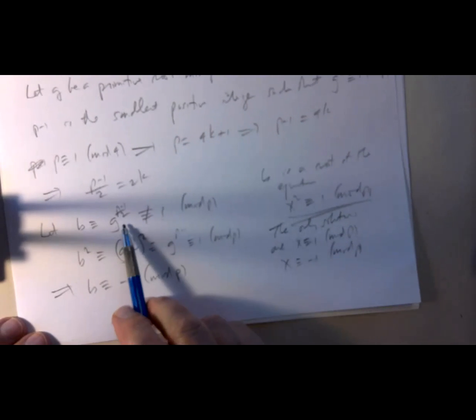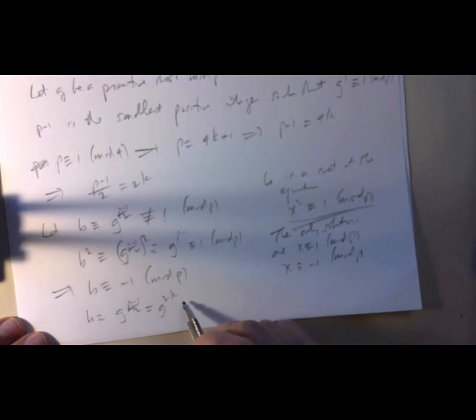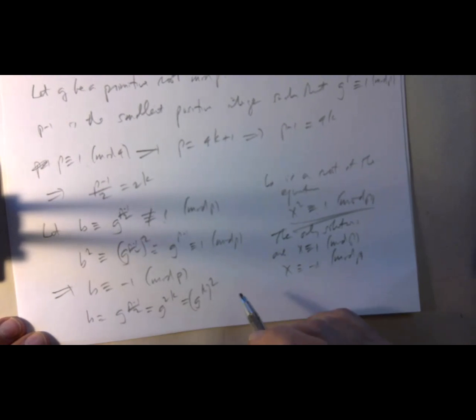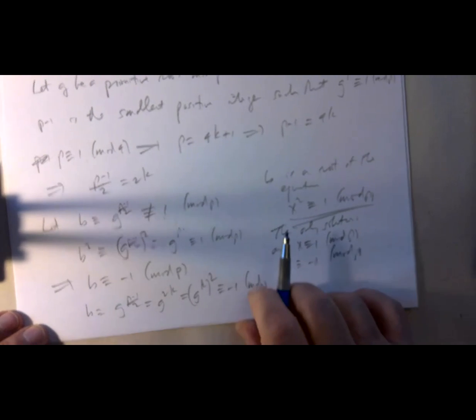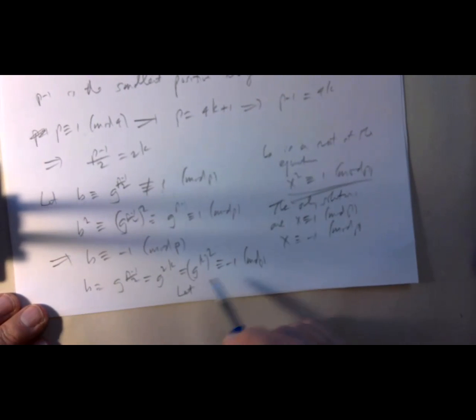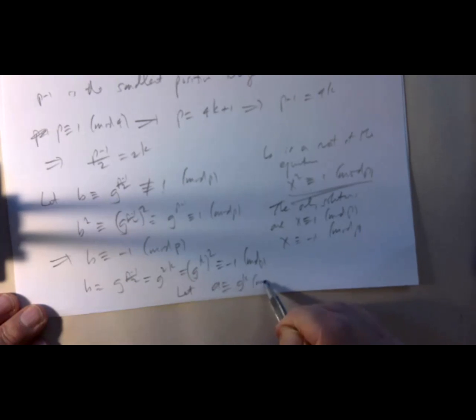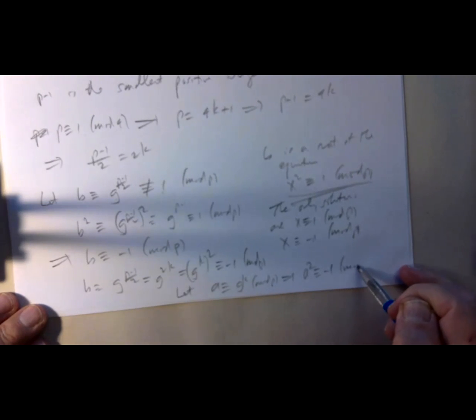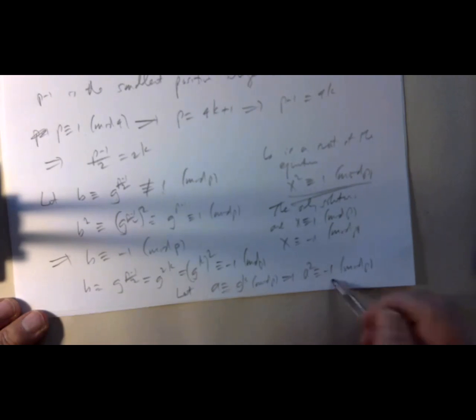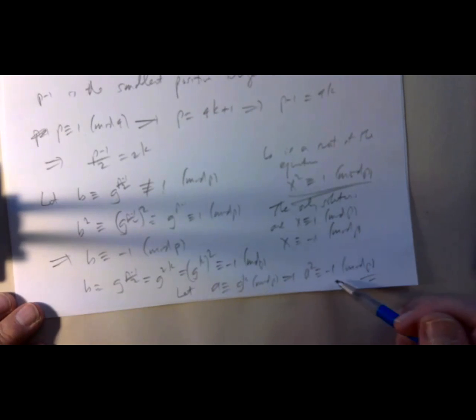And what is B? B is G to the P minus 1 over 2, which is G to the 2K, which is G to the K squared, which is minus 1 mod P. So if you let A be congruent to G to the K mod P, then A squared is minus 1 mod P. That is, I found the square root of minus 1 mod P. So minus 1 is a quadratic residue. It's a square mod P.